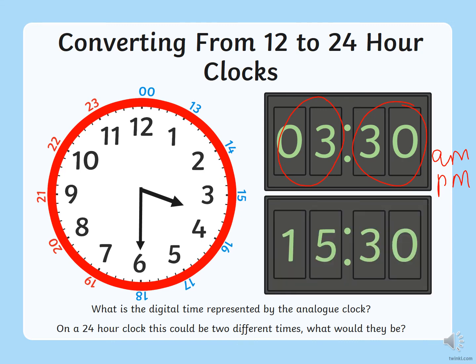That's great. That would be 15:30. So we've taken our 3, we've added the 12 to the hours, which gives us that 15. And notice that the minutes don't change. The minutes stay exactly the same. It's the hours that are changing by adding on those 12 hours that have already passed in the morning.